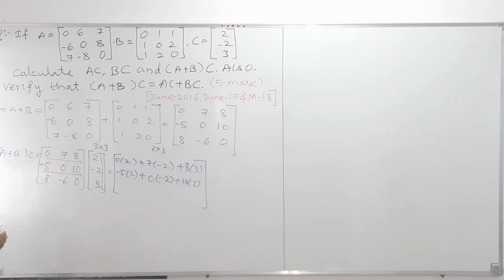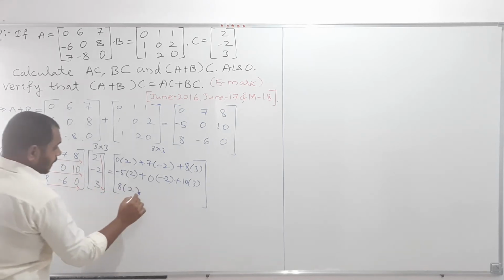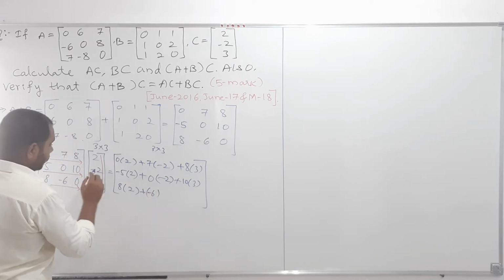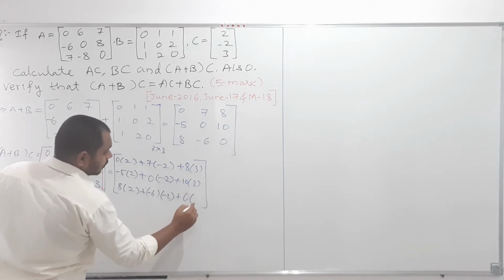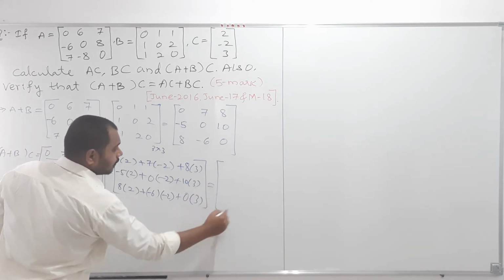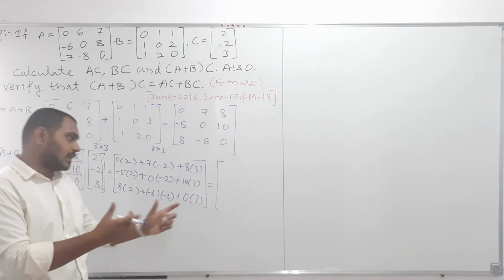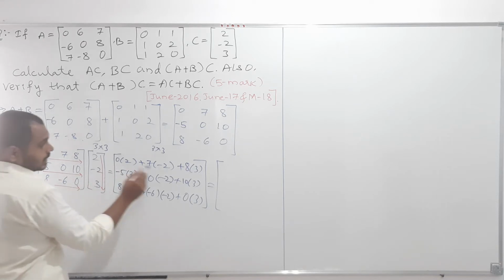Next, my dear students, that is third row and this column. So that is equal to 8 into 2, plus minus 6 into minus 2, plus 0 into 3. And we know that 0 into 3 is 0 only. I will write that whenever it is required for the simplification. Now my dear students, simplify this.